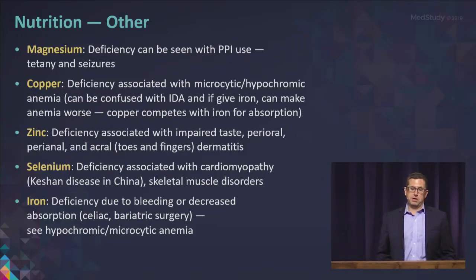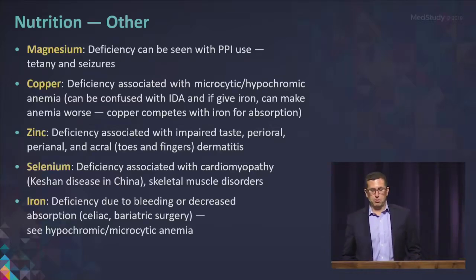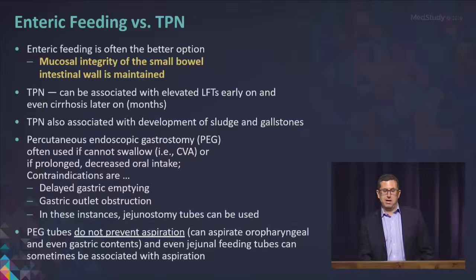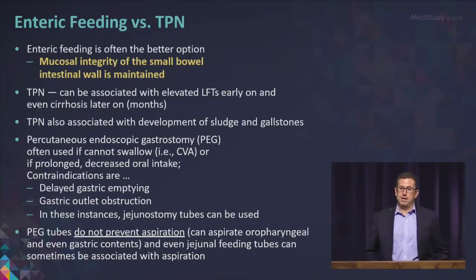Magnesium deficiency is associated with tetany and seizures. Copper deficiency could be associated with microcytic hypochromic anemia, which could be confused with iron deficiency anemia. Zinc deficiency can be associated with impaired taste and various rashes. Selenium deficiency is associated with cardiomyopathy and skeletal muscle disorders, and iron deficiency is pretty obvious. It can be associated with microcytic anemia. And again, sorry to blast all these at you. It's just basically memorization.